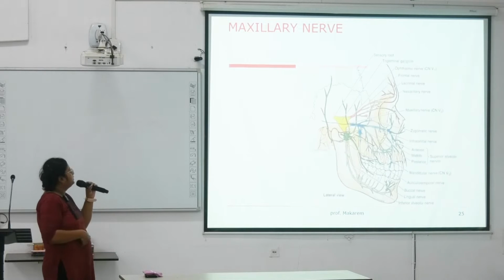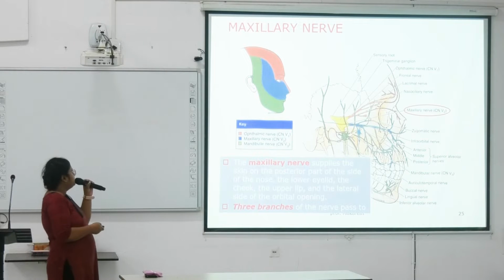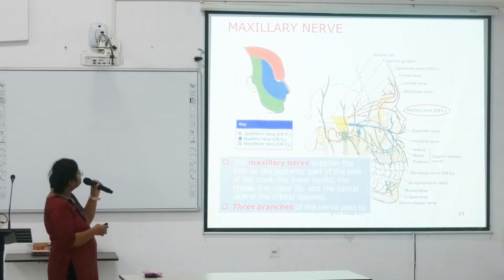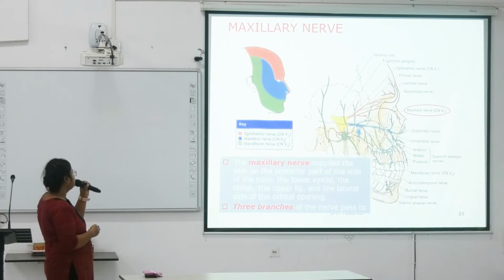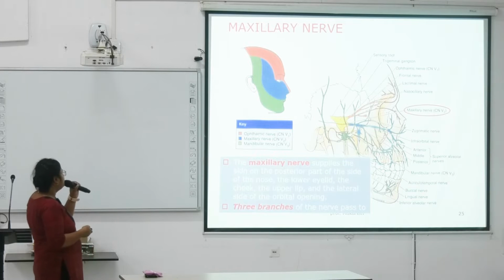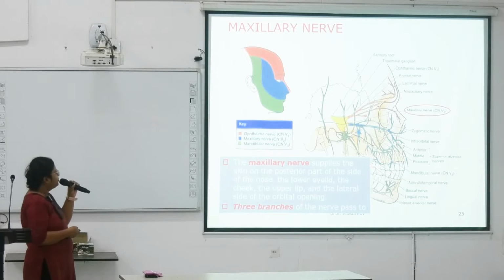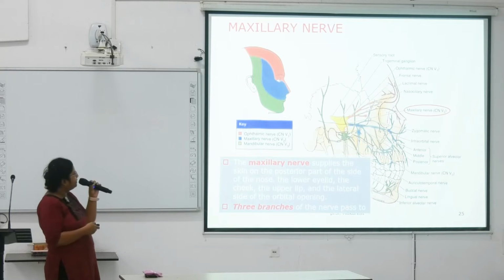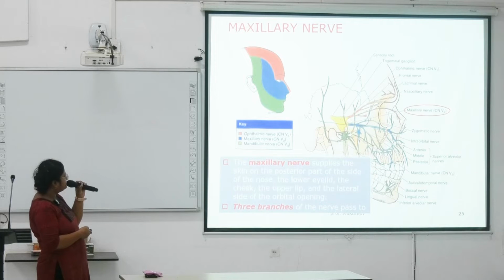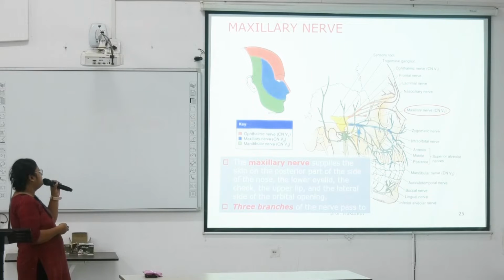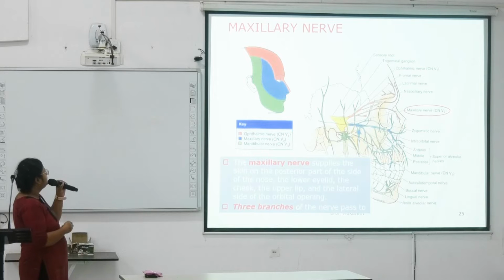Next we go to the maxillary nerve. This bluish colored area is supplied by the maxillary nerve. The maxillary nerve supplies the skin on the posterior part of the side of the nose, the lower eyelid and the cheek, the upper lip, and the lateral side of the orbital opening. All these areas are supplied by the maxillary nerve.